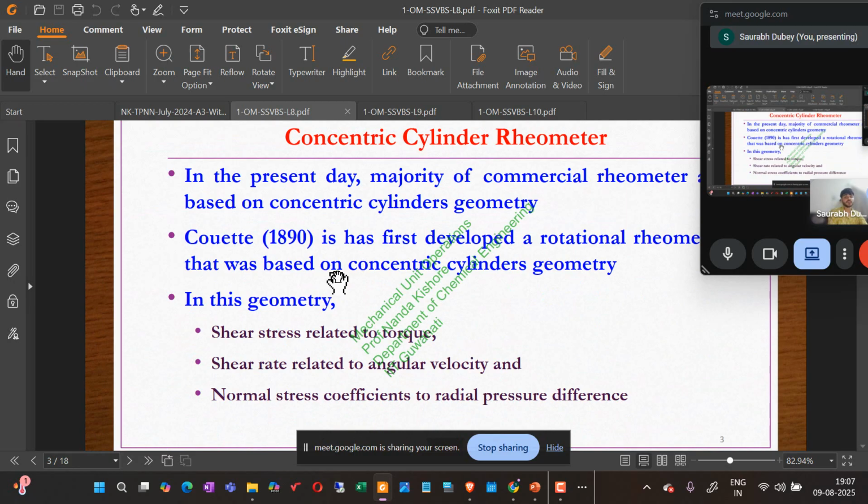So now we will be starting the revision for the concentric cylindrical rheometer.